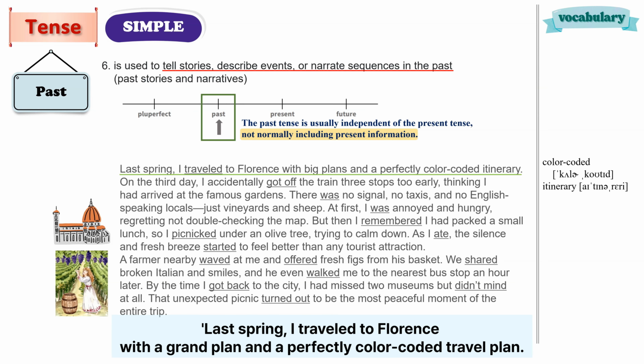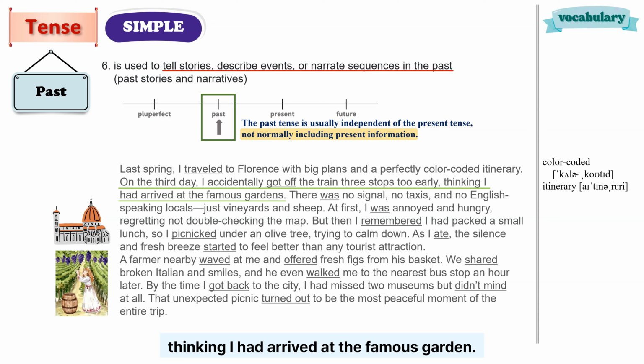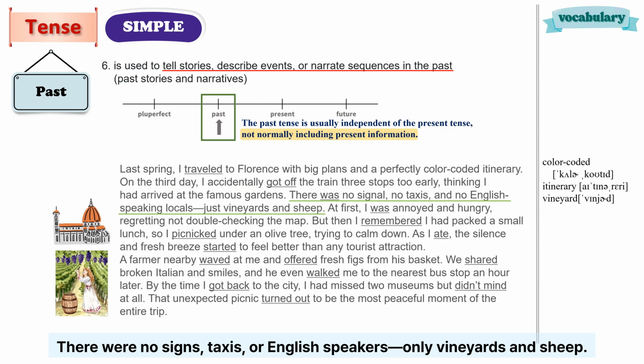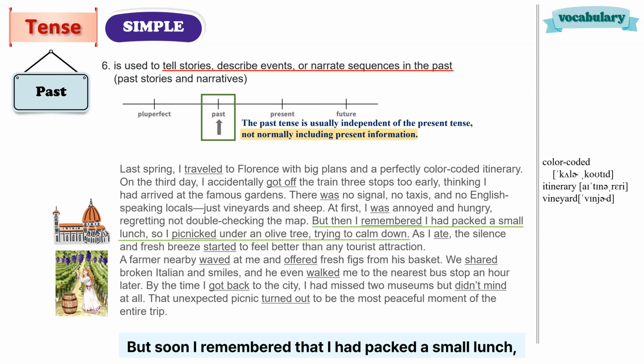Last spring, I traveled to Florence with a grand plan and a perfectly color-coded travel plan. On the third day, I accidentally got off the train 3 stops early, thinking I had arrived at the famous garden. There were no signs, taxis, or English speakers, only vineyards and sheep. At first, I was frustrated and hungry, wishing I had double-checked the map. But soon, I remembered that I had packed a small lunch. So, I sat under an olive tree, calmed myself, and had a picnic.